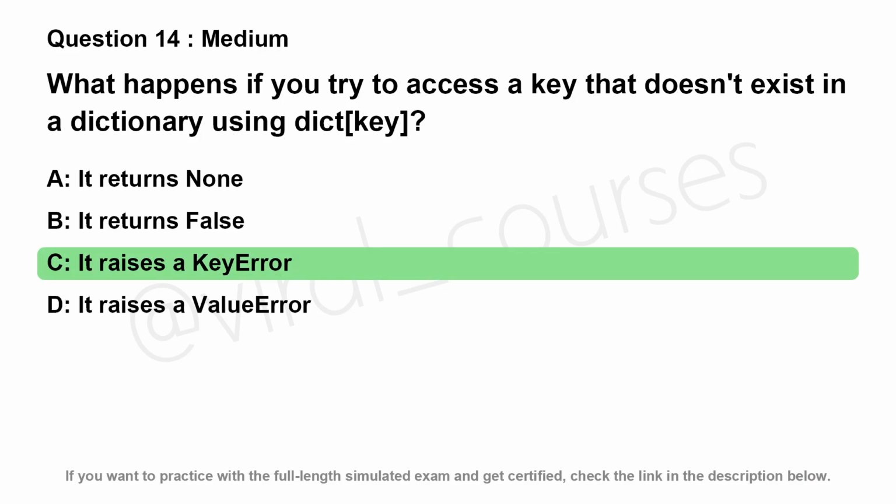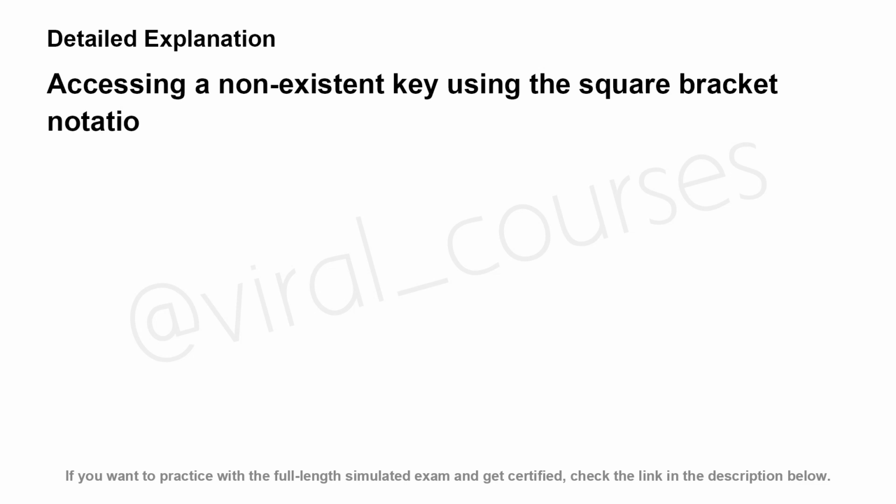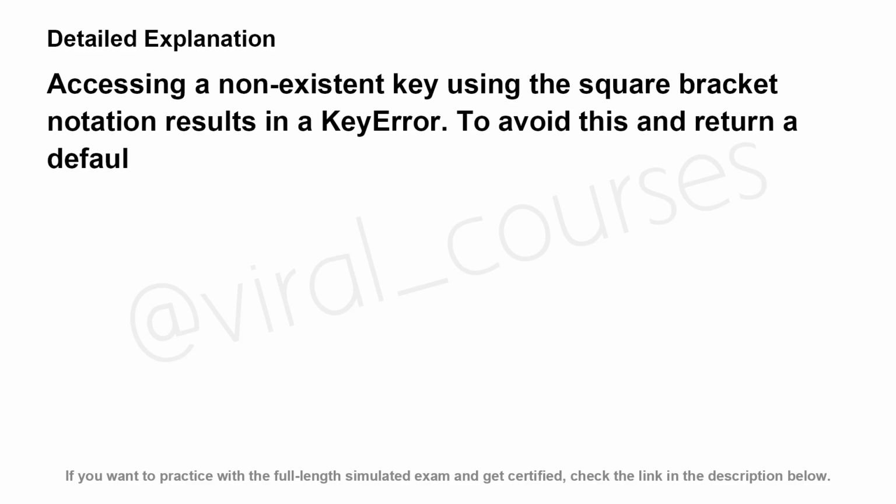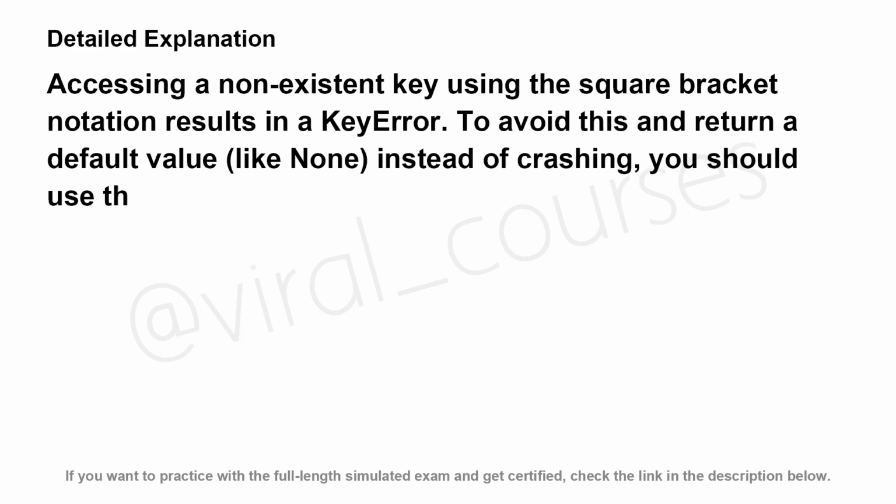The correct answer is C. Accessing a non-existent key using the square bracket notation results in a KeyError. To avoid this and return a default value, like None, instead of crashing, you should use the .get method, dict.get(key).